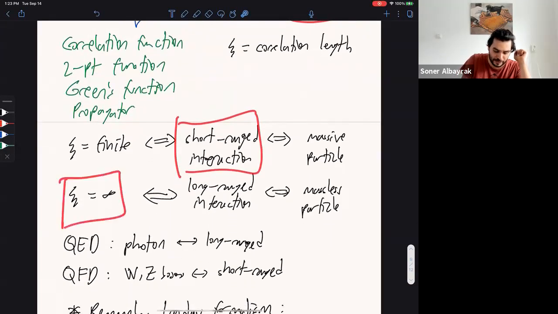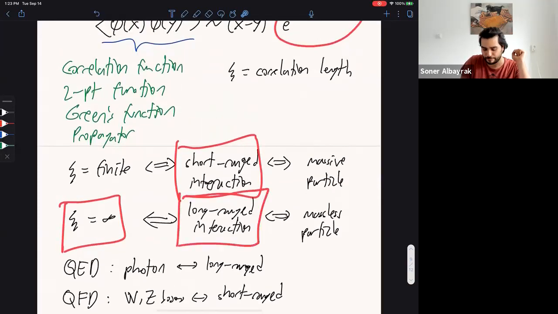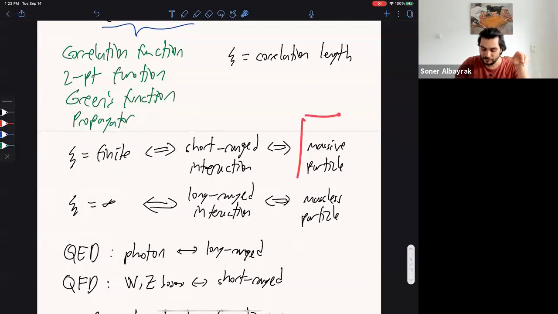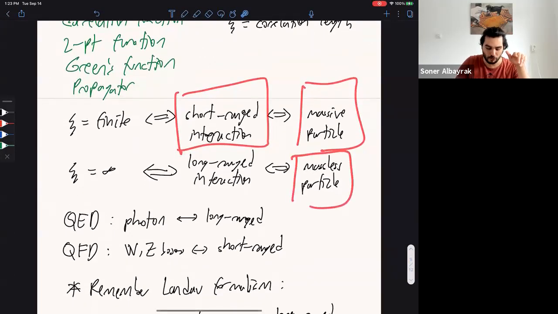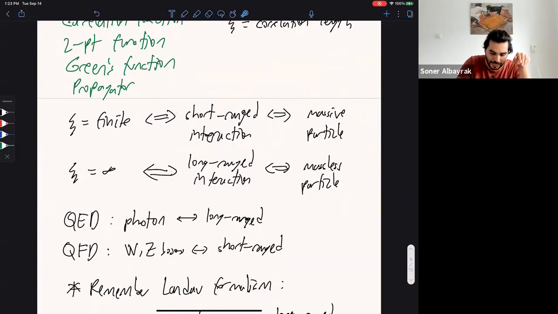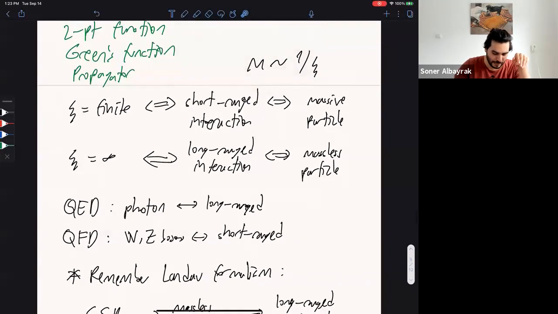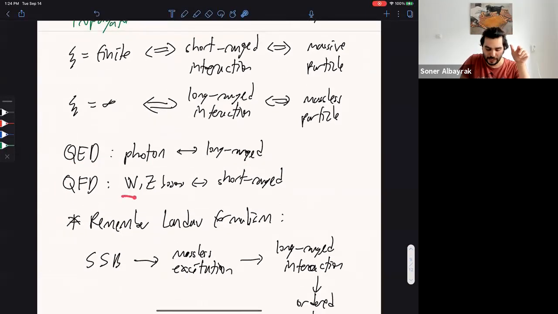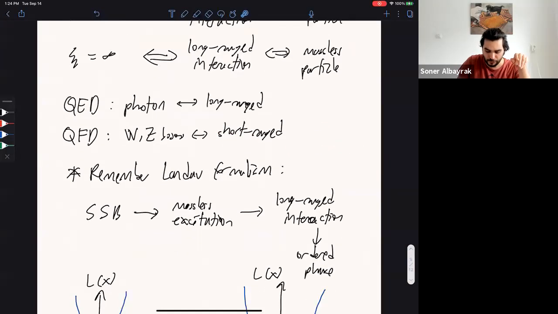And if psi is infinite, then we call it long range interaction. In the field theory context, in quantum field theory especially, that means we have a massive particle in the case of short range interaction and a massless particle in the case of long range interaction. Basically, mass goes like 1 over psi. Examples of this are quantum electrodynamics, where we have the photon, which is a long range interaction, and quantum flavor dynamics, where we have W and Z bosons, which is a short range interaction, like weak interactions versus electromagnetic interactions. Short range versus long range.